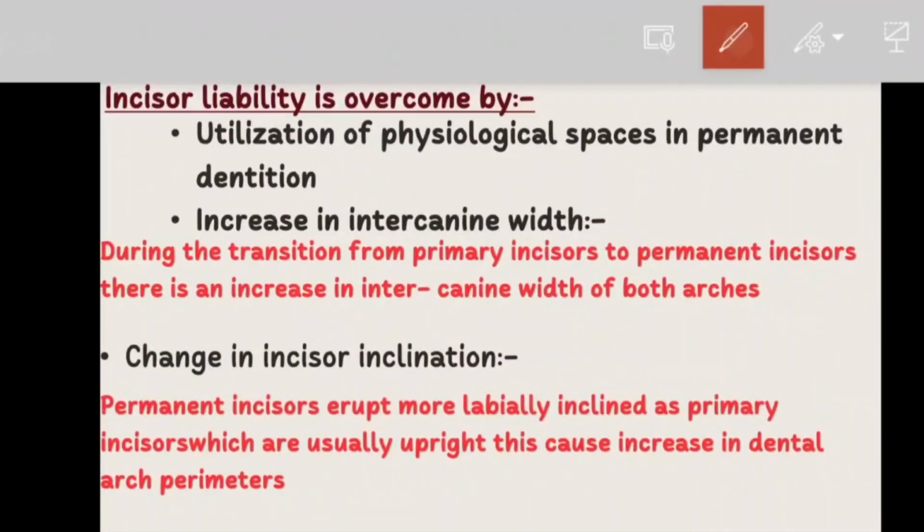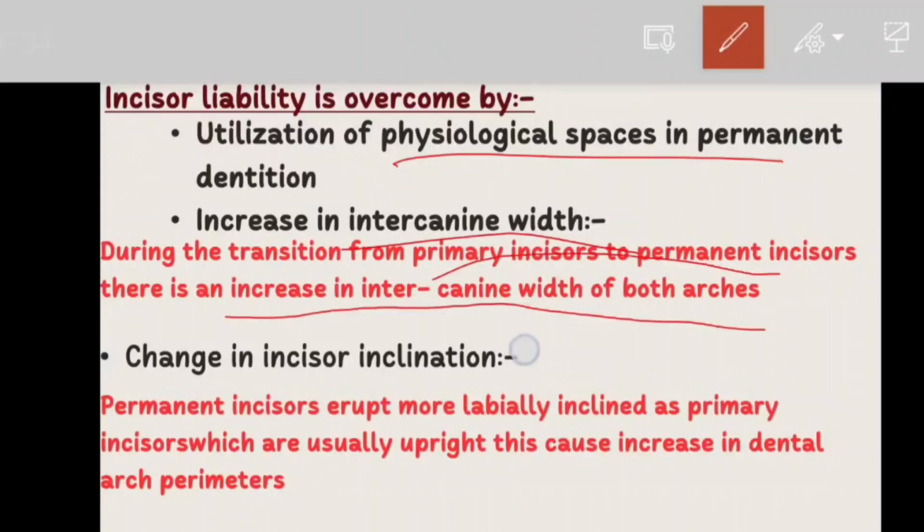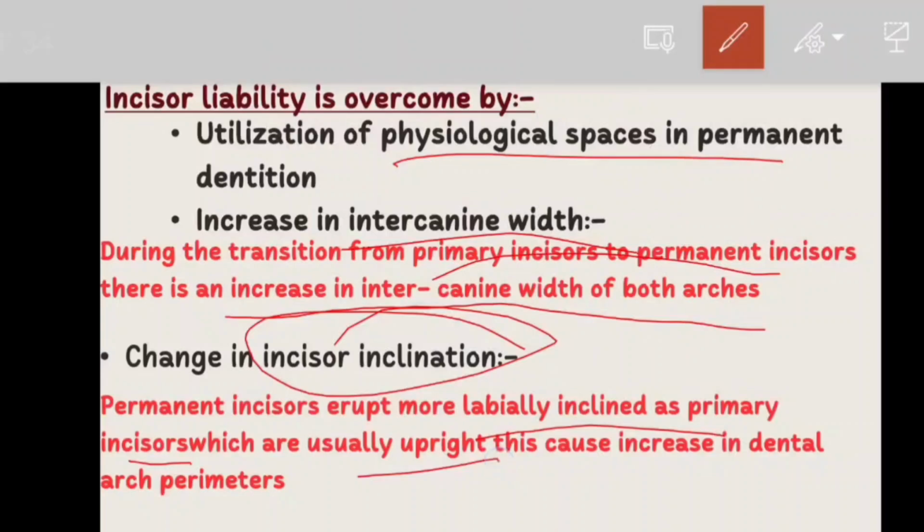Incisor liability is overcome by 3 methods. First is utilization of the physiological space in permanent dentition, and second is increase in the intercanine width. The third one is change in the incisor inclination, that is the labial inclination of the incisors. The permanent incisors erupt more labially inclined than the primary incisors, which are usually upright, and this causes an increase in the dental arch perimeter.